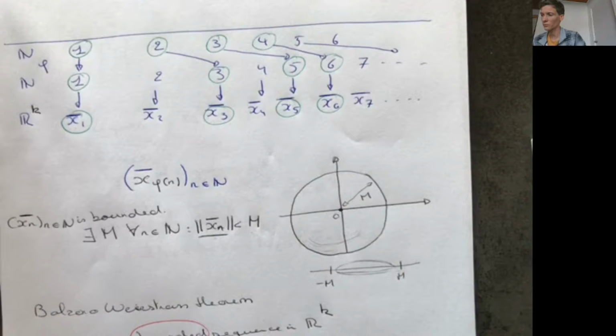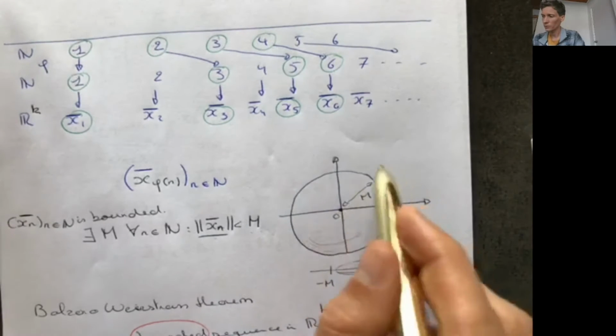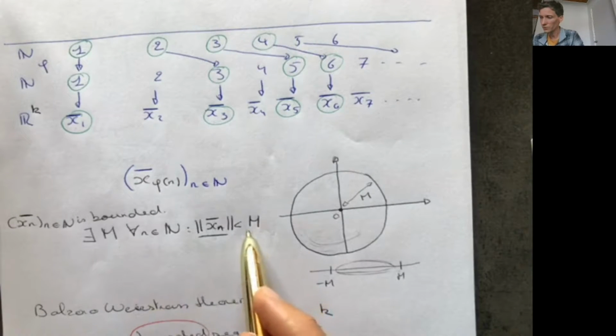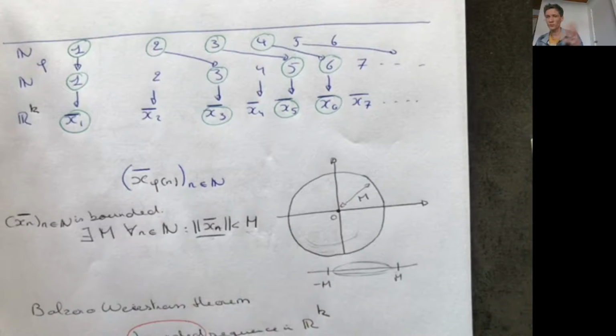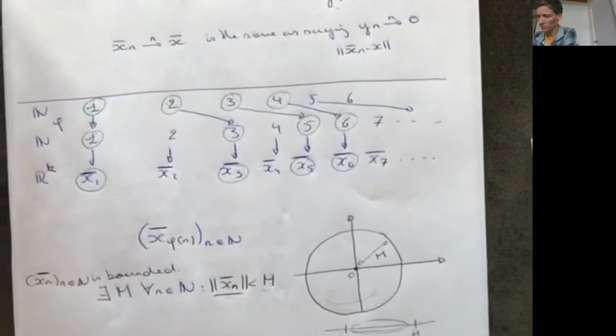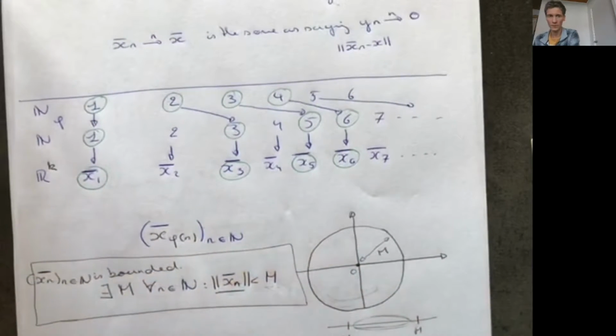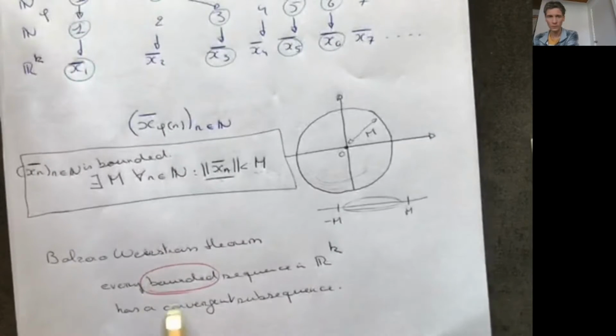So that's the definition of bounded. You cannot go out of this circle. If you have 3 dimensions, you have a sphere of radius m. So there has to be some sphere such that everything in the sequence stays within the sphere, so you cannot escape to infinity. This is the notion of boundedness that we will use. So we have to show that every bounded sequence in Rk has a convergent subsequence.